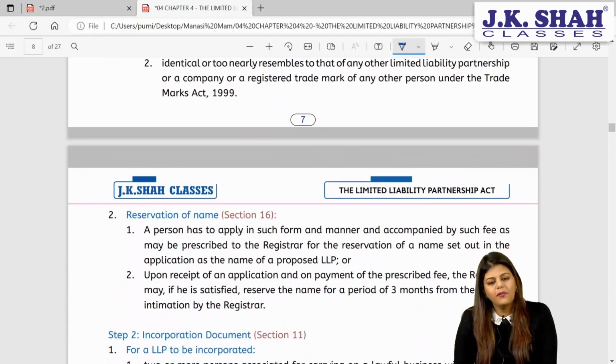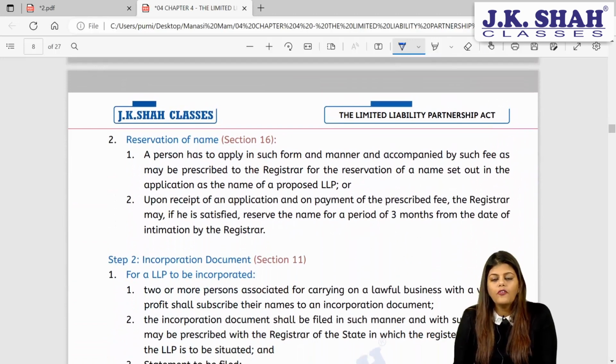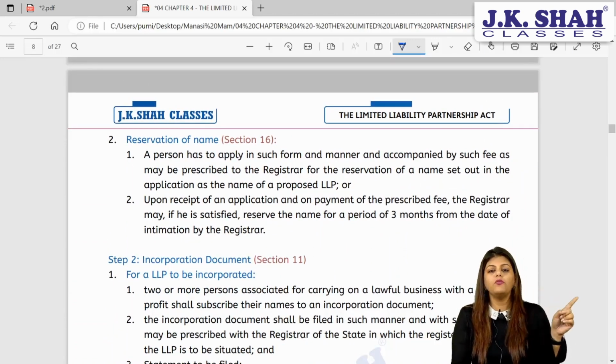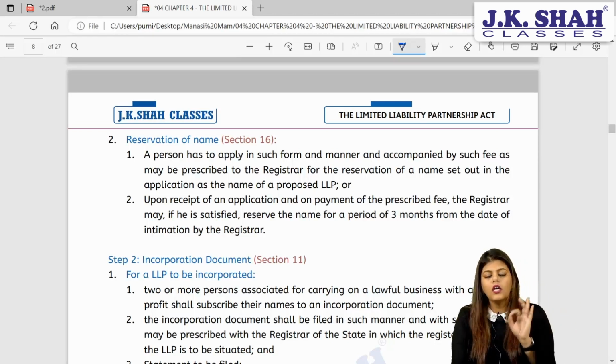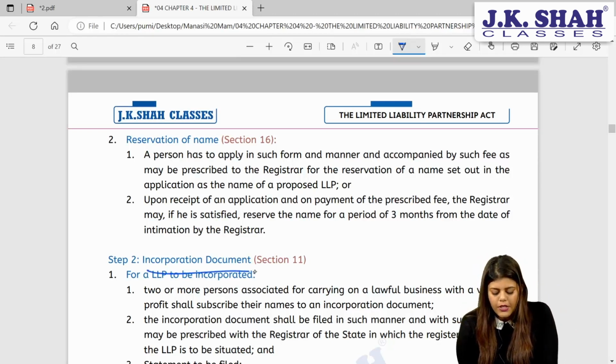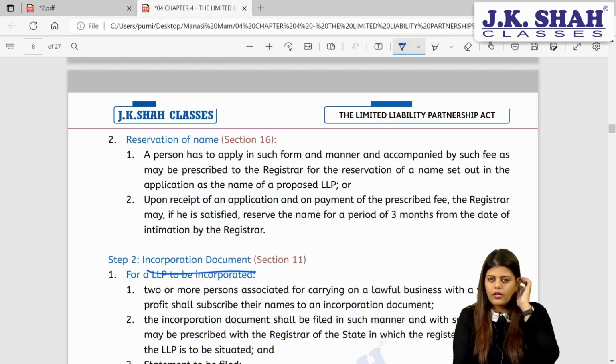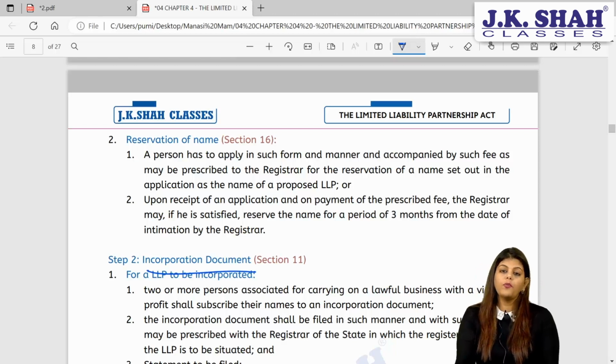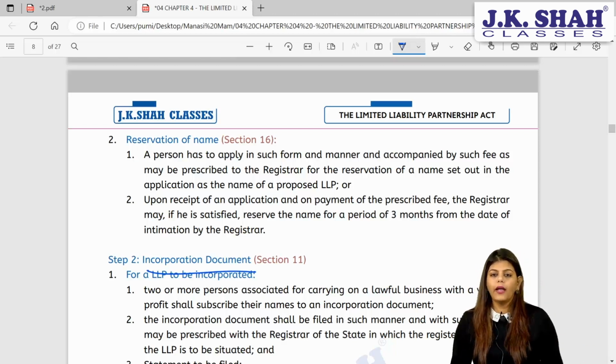Once you get the name, you now have to make the incorporation document. Just as there, after getting the name, you used to make memorandum and articles, here you will make the incorporation document which is similar to memorandum. So you make this. Then you also have to get a certificate from a professional that all the rules have been complied with.